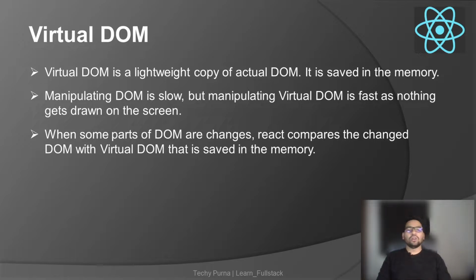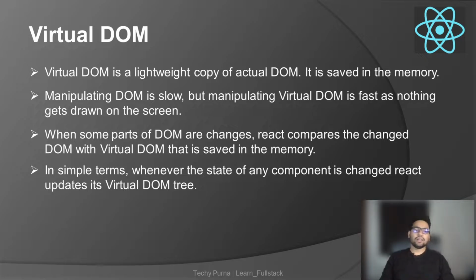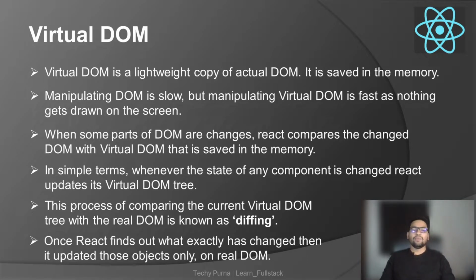When some part of the DOM is changed, React compares the changed DOM with the virtual DOM that is saved in memory. In simple terms, whenever the state of any component is changed, React updates the virtual DOM tree. This process of comparing the current virtual DOM tree with the real DOM is known as diffing. And once React finds out what exactly has changed, it updates those objects only on the React DOM.